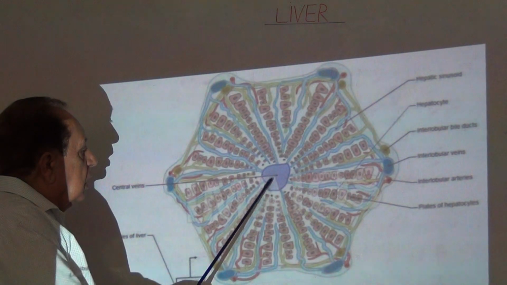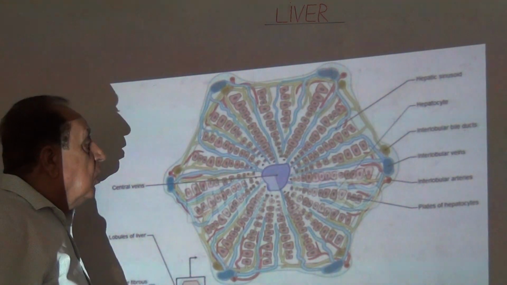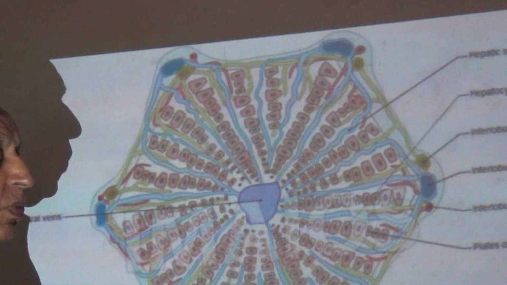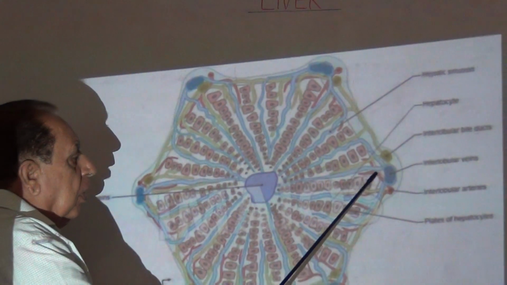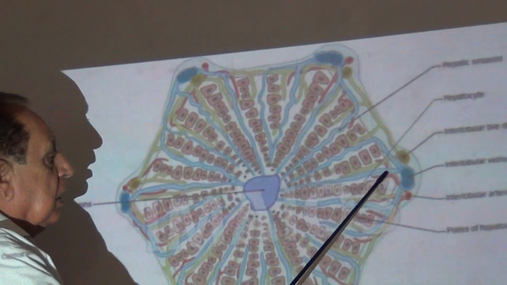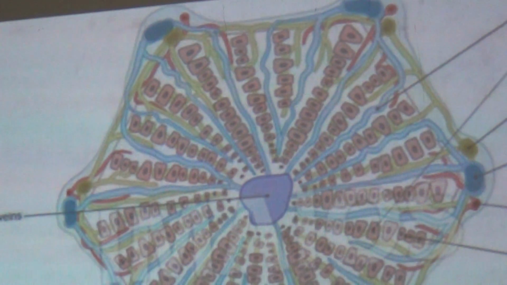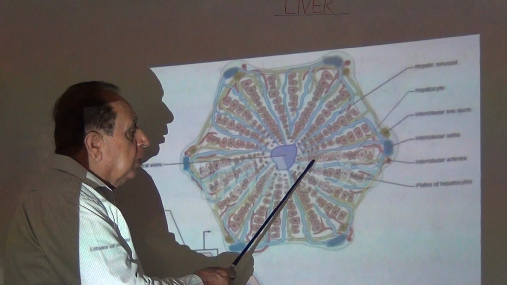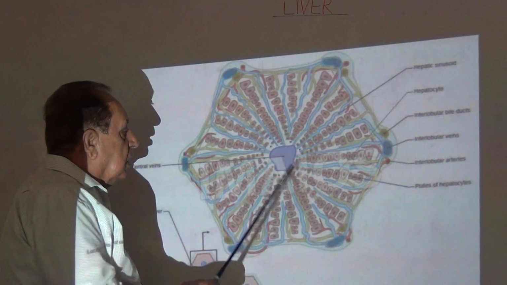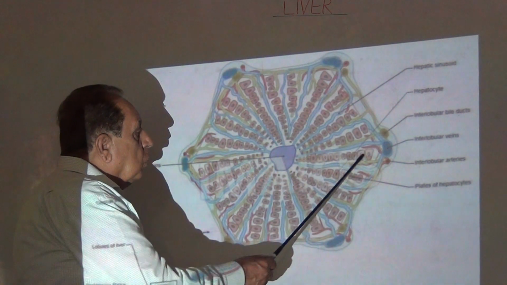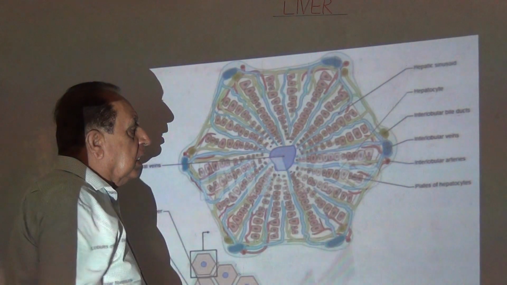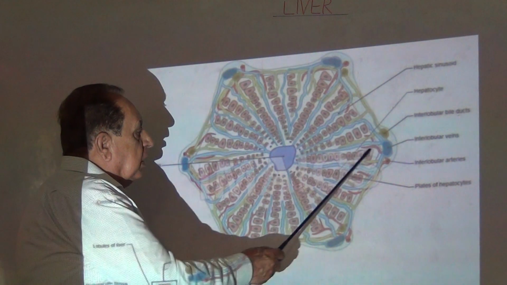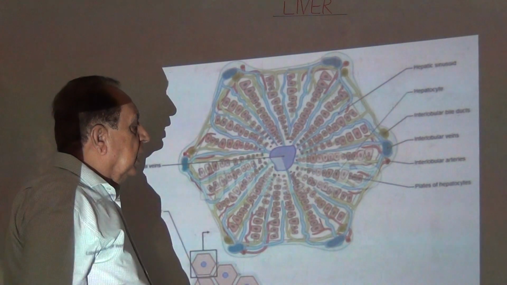Now, the blood from the portal vein and hepatic artery moves from the peripheral toward the central region, and they pour their blood into the central vein, while the bile formed by these hepatic cells moves from the central toward the peripheral region, toward the portal area, and this bile is drained into the bile duct in the portal area.